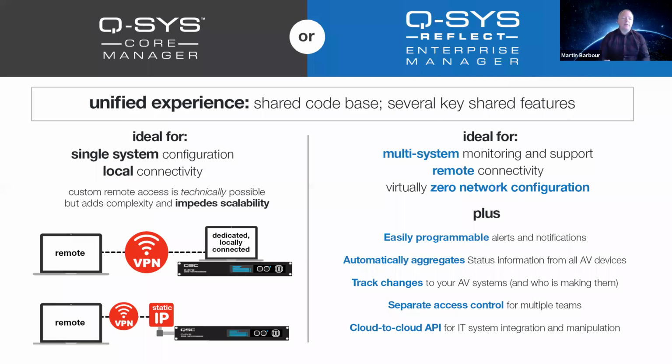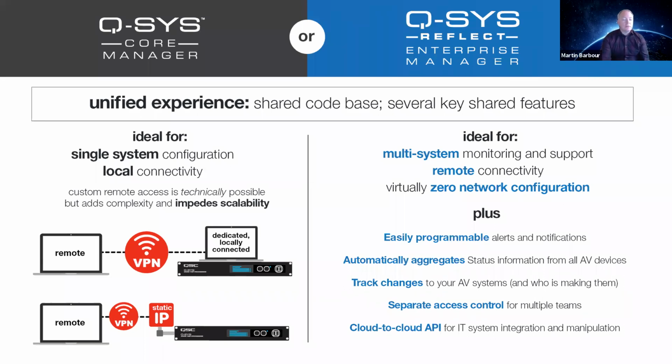But let's talk about the real specific differences between what those two tools are targeted at. Core Manager is intended for single system configuration where you have a local connection to that core. It's intended as a tool set that you use when you're on site commissioning your cores, and that's all.